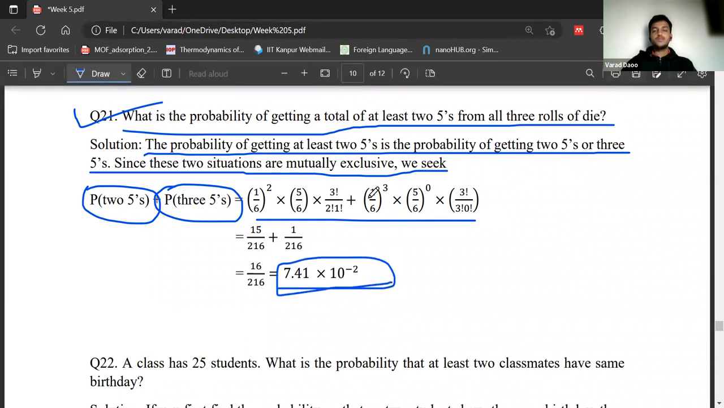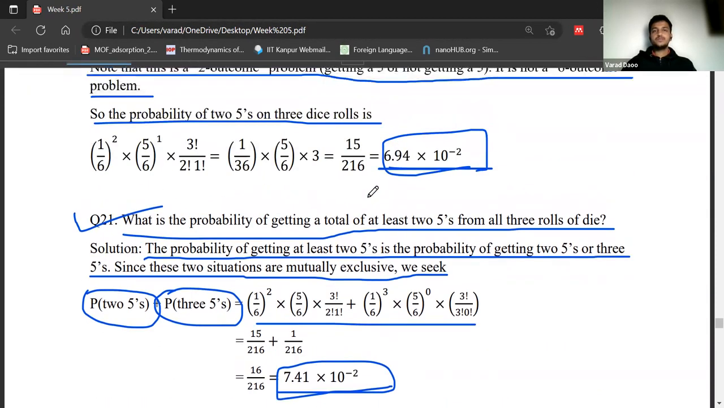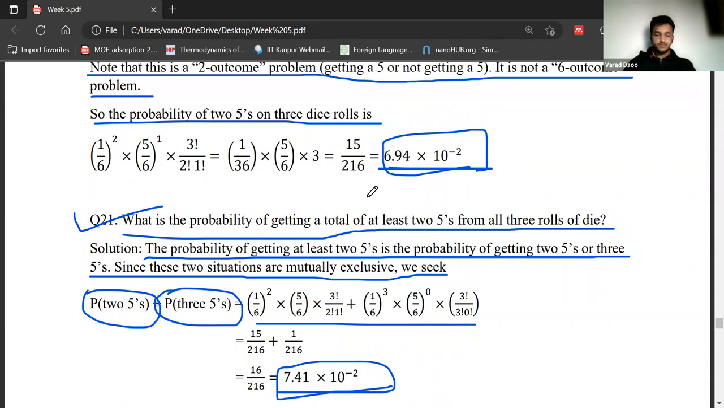Okay, we end up with this expression, right?